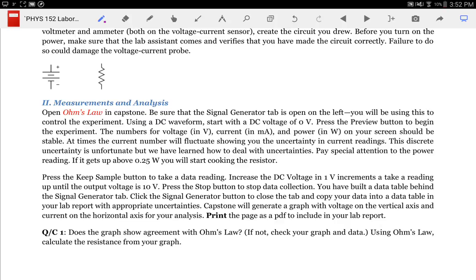Actually, wait, no, I forgot. You need to write them down, but first you need to hit keep sample. So at 0 volts, you hit keep sample. And it will actually, there, now you can see. It'll put them right here and here. Write them down in your lab guide, though. Don't just say, oh, they're there. Write them down. Then you go up to 1, hit keep sample.